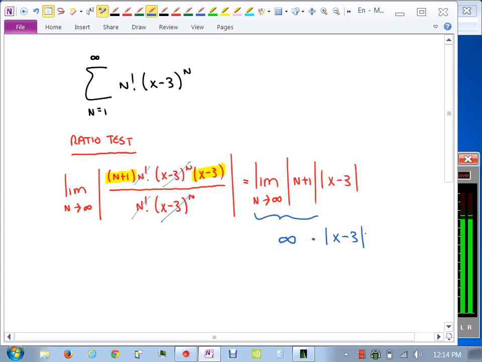So the only way it's going to happen is if x equals 3. If x equals 3, the series converges. Do you have any questions on that?